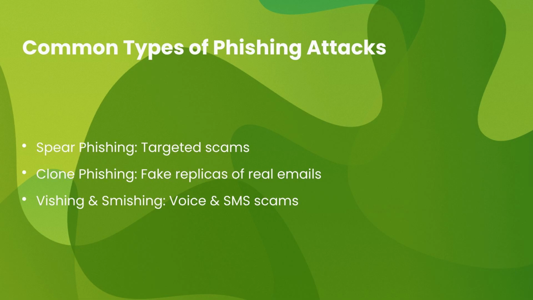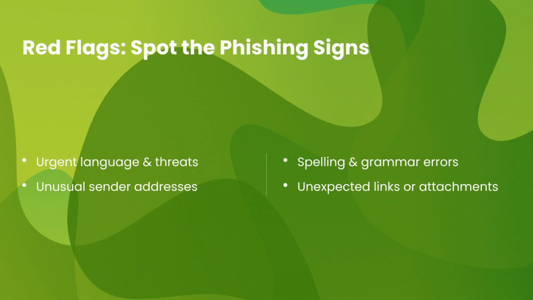There are several types of phishing you'll encounter. Spear phishing targets specific individuals or companies with customized messages. Clone phishing copies legitimate emails but replaces links or attachments with malicious ones. Vishing and smishing involve fake phone calls or texts designed to extract information. Knowing these types helps you recognize suspicious activity. To dodge phishing, look out for warning signs. Messages that create a sense of urgency or threats, strange or misspelled email addresses, poor grammar, and unexpected links or attachments. These are common tricks to lure you into clicking or revealing info. Stay alert and verify before acting.